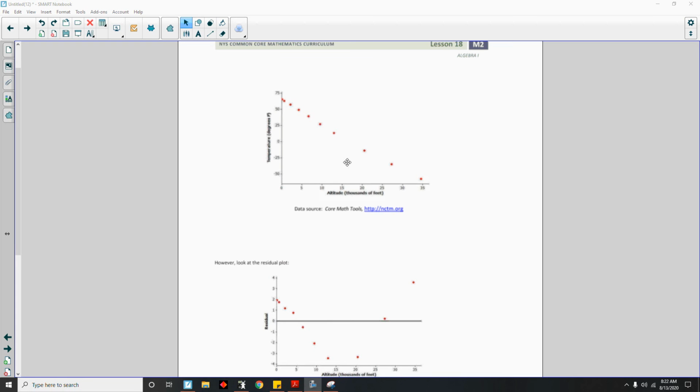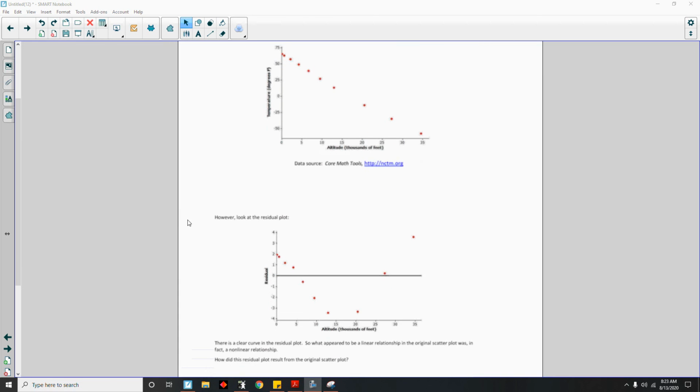The resolution's been tarnished, if you will. But anyway, here's the next page. And the data source, core math tools, altitude, thousands of feet, x-axis, temperature, degrees Fahrenheit, y-axis. This appears to be linear. I do see a bit of a curve there, but it does appear kind of linear.